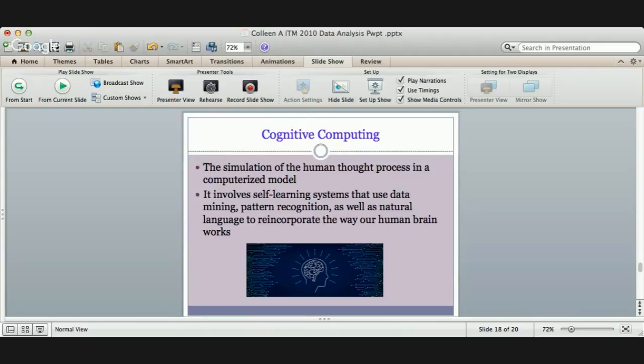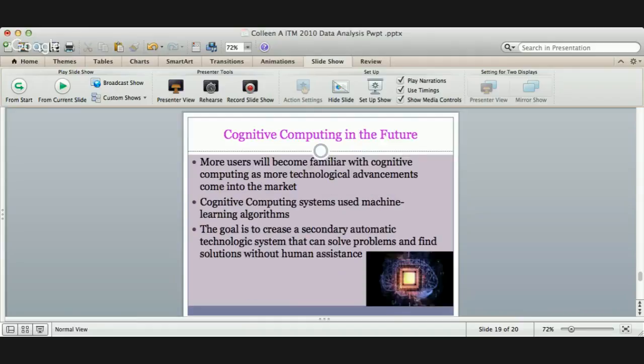The last part of data analysis is cognitive computing. It's the simulation of the human thought process in a computerized model. A little bit similar to a robot that does human-like things, but it's used in the workplace. It involves self-learning systems that use data mining, pattern recognition, as well as language to reincorporate the way the human brain works. And in the future, cognitive computing, I think, will be booming because more users will become more familiar with it as they hear about it with more technological advancements.